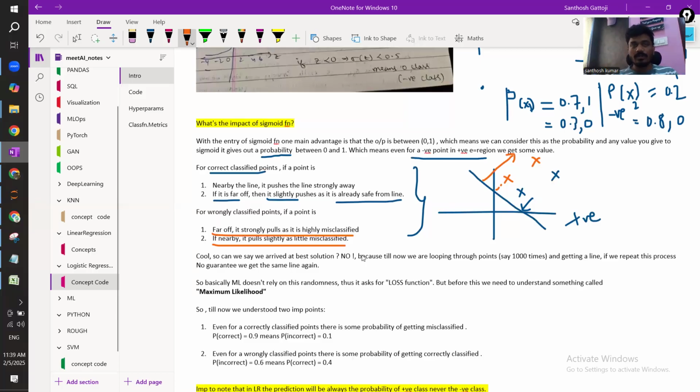So that means what? Less number of data points should fall on the other side. Exactly. Less number of positives should be in the negative region. Less number of negatives should be in the positive region.